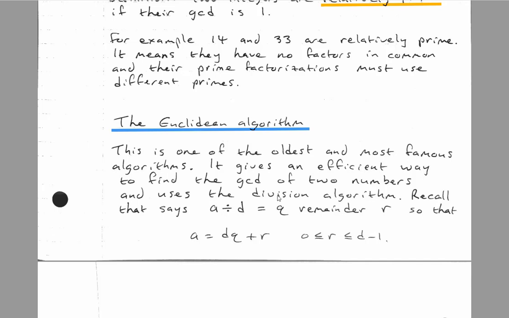So remember, the division algorithm says if you divide A by D, you get a quotient Q and a remainder R. And you can write it like this. So A is equal to D times Q plus R, and that remainder has to be between 0 and D minus 1. So the remainder is positive or 0, but it has to be smaller than the number you're dividing by.